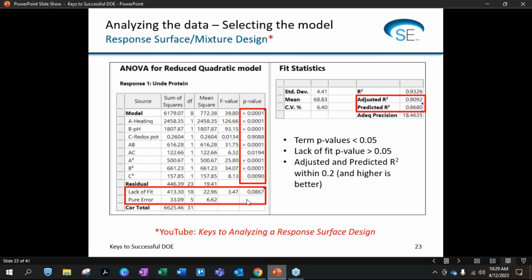Then we also double check that lack of fit is not significant, so that lack of fit p-value is greater than 0.05. And we want the adjusted and predicted R-squareds to be within 0.2 of each other, and certainly higher numbers are better. There is a YouTube video on this, keys to analyzing a response surface design, that I would encourage you to go look at for more guidance. But the main thing was, don't over-select your model.